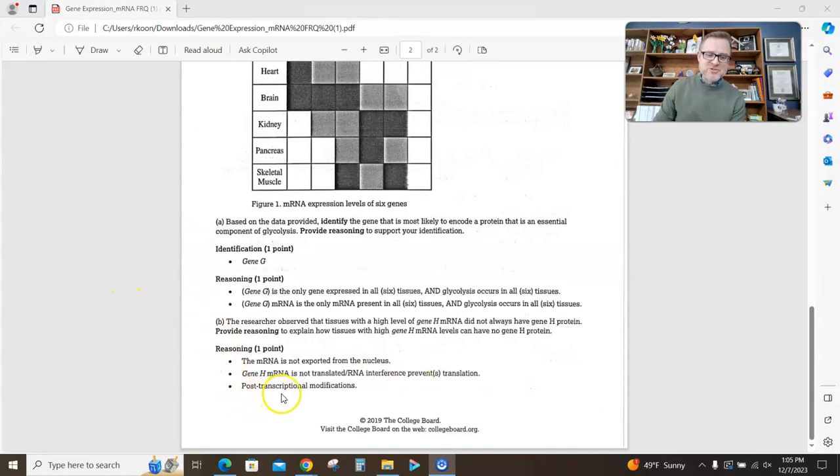And the last point, post-transcriptional modifications. So oftentimes when a gene is transcribed, you have the introns being cut out, you have the editing, you have alternative splicing. Maybe those modifications are happening, so the messenger RNA that you're looking at is not the final transcript which is being turned into the protein. Saying any one of those 3 things got you the point.